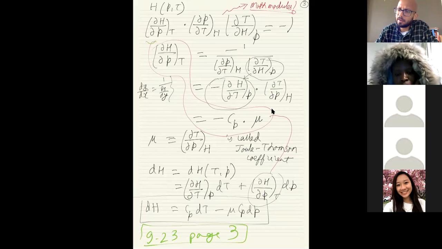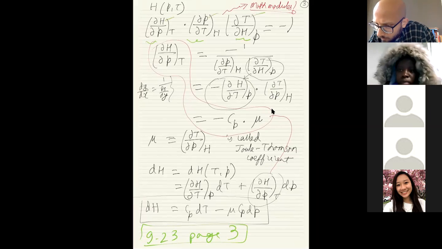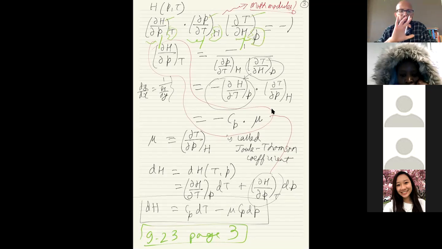It is this cyclic identity that if H is a function of P and T, you can write down this product involving all three partial derivatives, and that product must be -1. Thing to keep in mind is everything shows up in the numerator once, everything shows up in the denominator once, everything shows up in the constant thing once. So it's kind of beautiful. It's really symmetric. We use this to write down dH is equal to Cp dT minus mu Cp dP. We derived this relation.